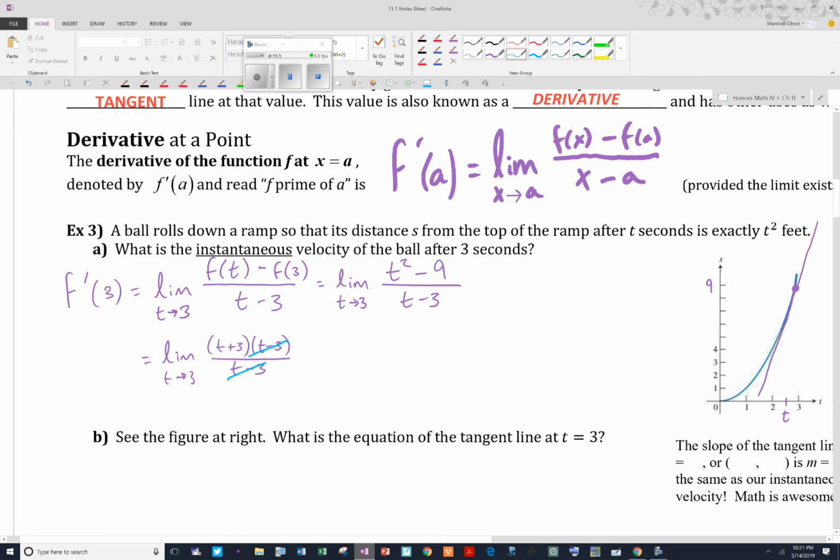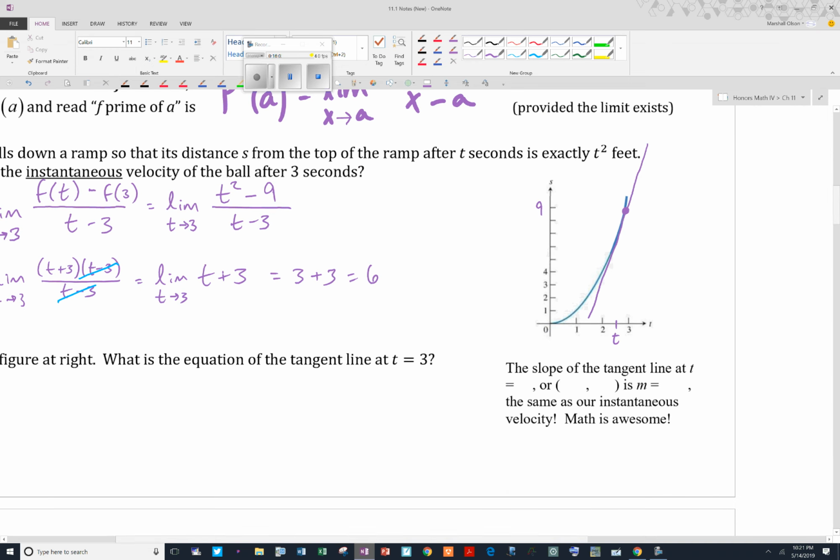These factors cancel out, and we now have the limit as t approaches 3 of t plus 3. And now, since it would not cause us to have 0 in the denominator, we can finally put 3 in. So this is going to equal 3 plus 3. We can let t be 3 now. So this is 6. That means that the slope of that tangent line right there is 6.